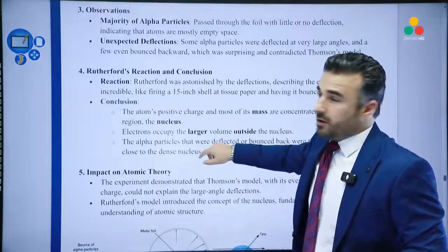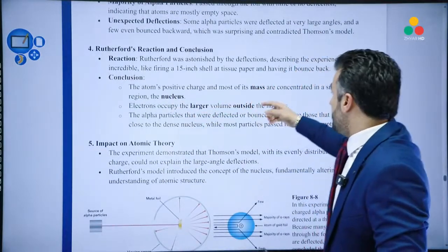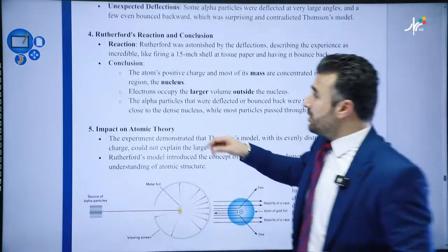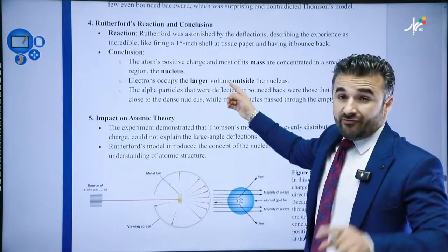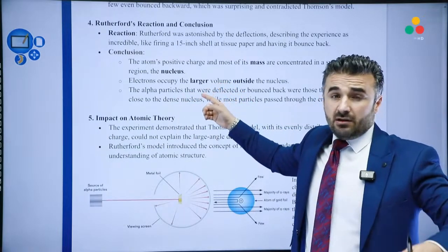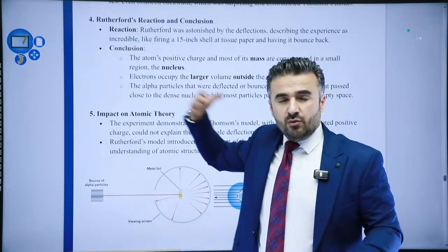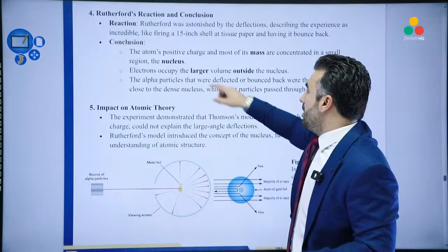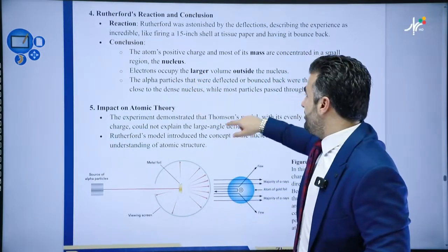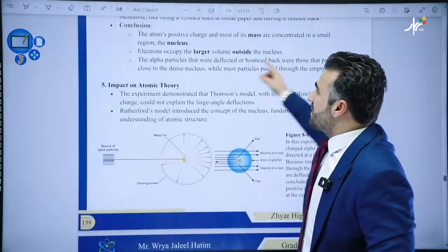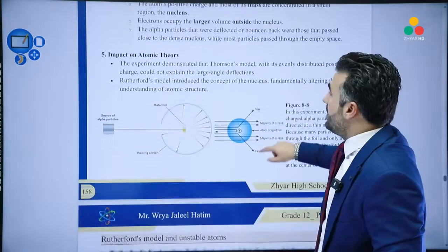If I just walk you through the conclusion, they said that the atom has a positive charge and most of its mass is concentrated in a tiny region called the nucleus. Electrons occupy a larger volume. The electrons themselves are not big, they're small, but the space they move around the nucleus is large. The alpha particles that were deflected or bounced back were those that passed close to the dense nucleus, while most of the particles passed through the empty space.